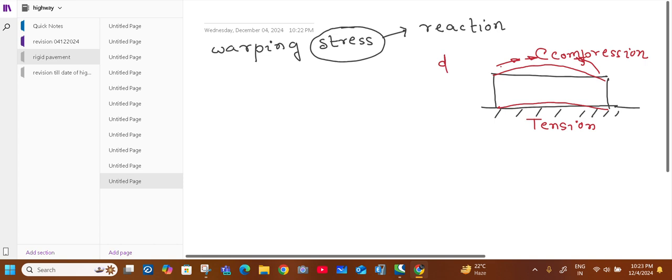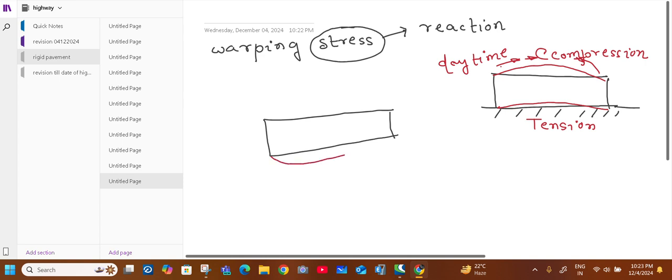At daytime, at night time, the environment is already heated, so this will be the bending profile and this portion tries to elongate. That's why this is in compression and this is tension.